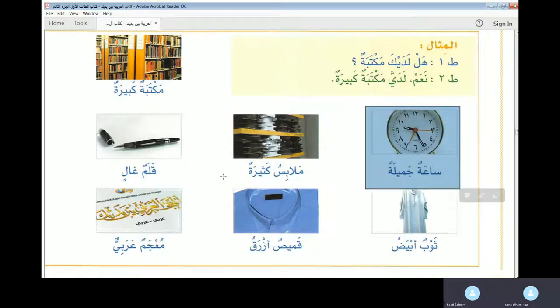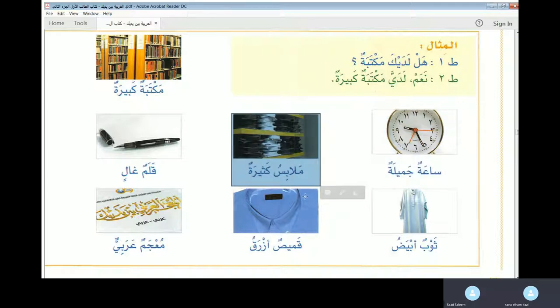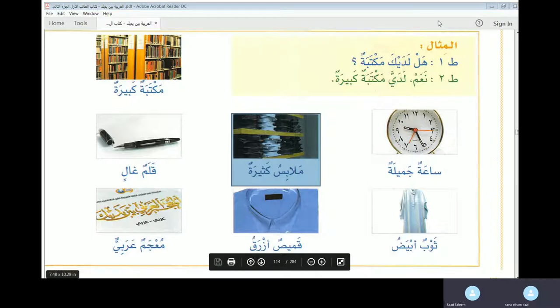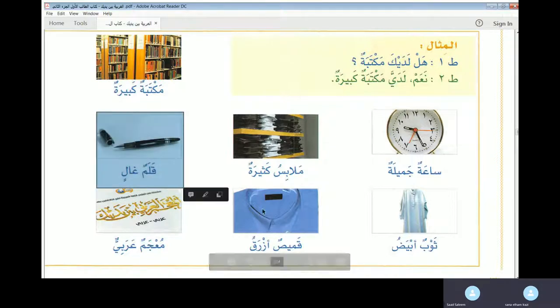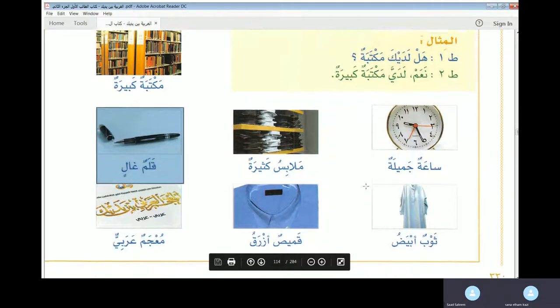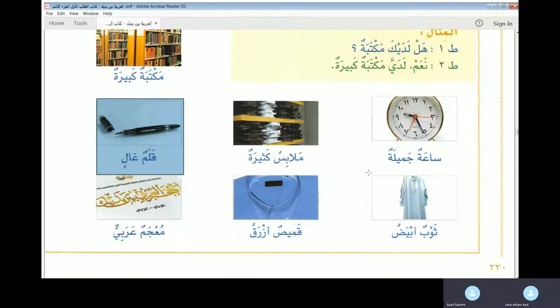الطالب الأول: هل لديك ساعة? Do you have a clock? نعم لدي ساعة جميلة. Yes, I have a beautiful clock. هل لديك ملابس? Do you have clothes? نعم لدي ملابس كثيرة. Yes, I have many clothes. هل لديك قلم? Do you have a pen? نعم لدي قلم غالي. Yes, I have an expensive pen.